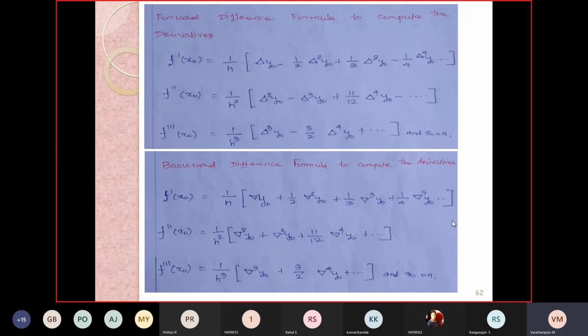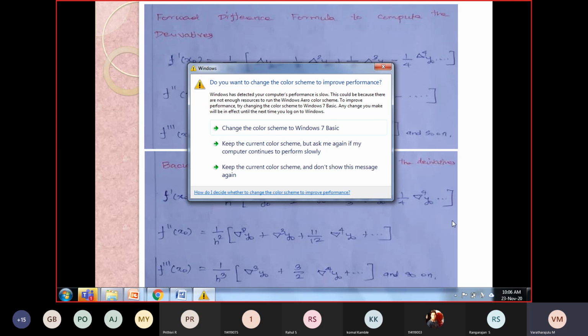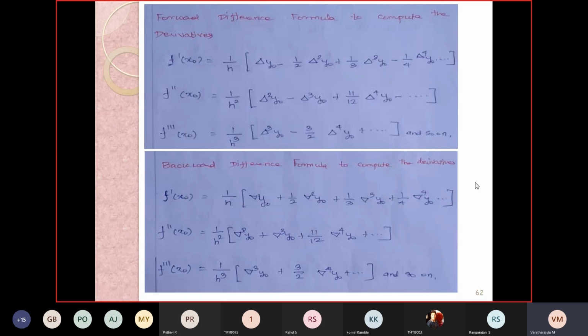Do you have any doubts with the derivation? Are you clear with the derivations? Yes. Okay. Then we'll go ahead with problem 4.